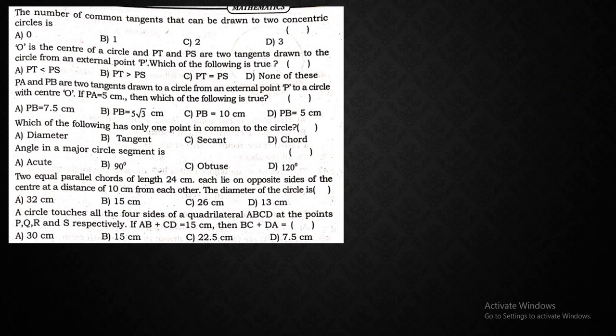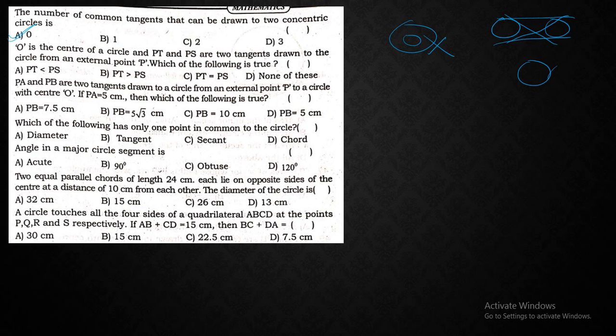Next, the number of common tangents that can be drawn to two concentric circles. If there are two concentric circles, one inside the other, is there any possibility to draw a common tangent? There is no possibility, so the answer is 0. If two circles are neither intersecting nor touching, then how many common tangents can we draw? Totally 4 common tangents are possible.